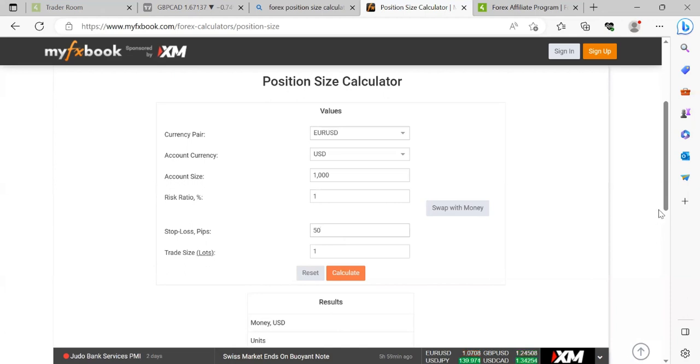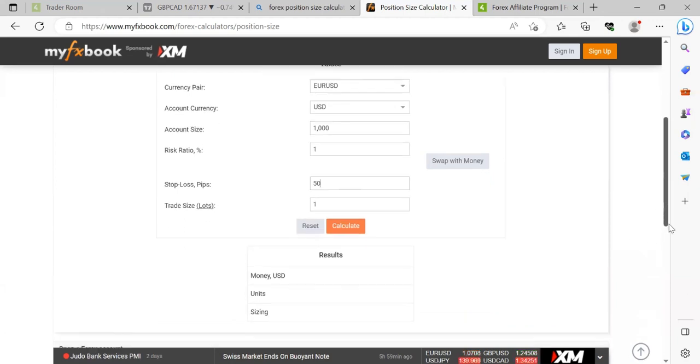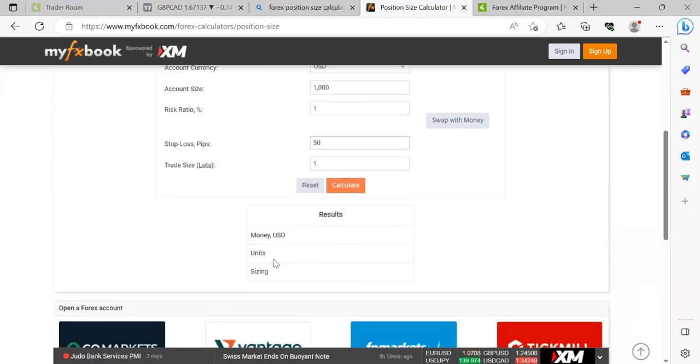Now you click on calculate. It will give you a result here. It will give you the units and the sizing. So just click on calculate. Now, can you see? With your $1,000, what you can afford to lose based on your stop loss of 50 pips, you will lose $10. You will lose $10.